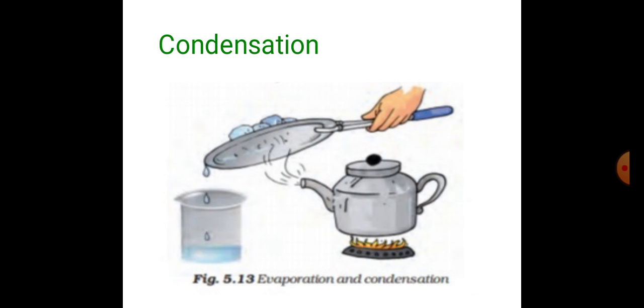Light the Bunsen burner and heat the kettle for some time. Steam comes out from the spout of the kettle.